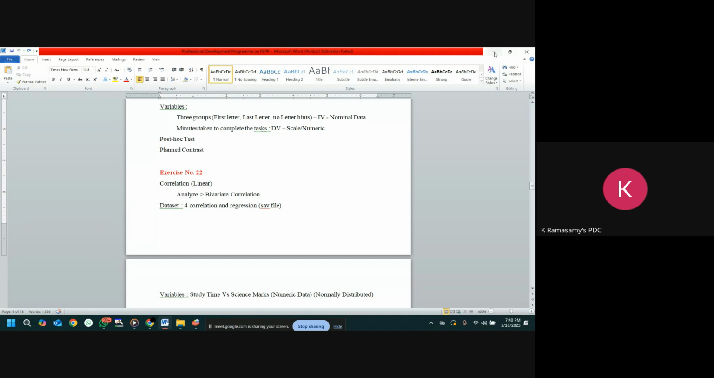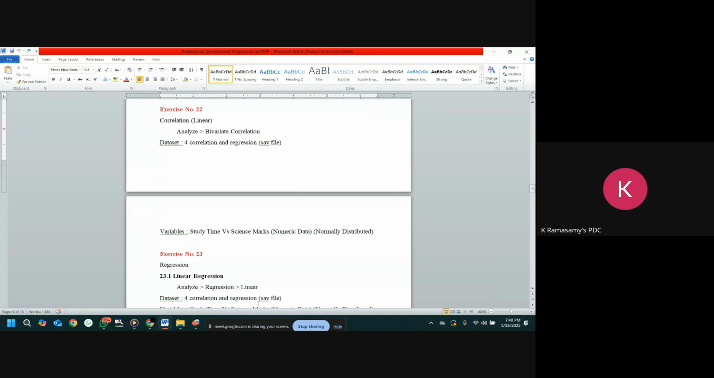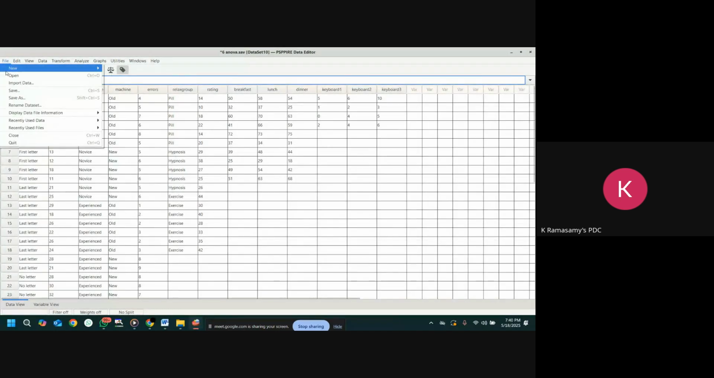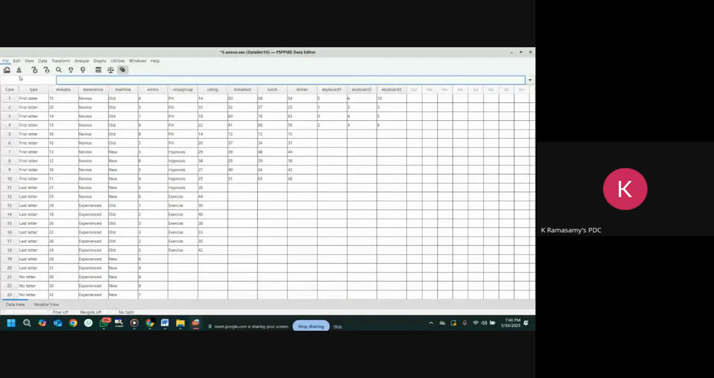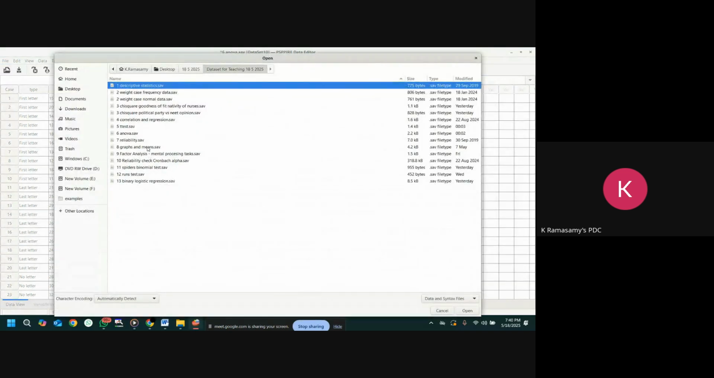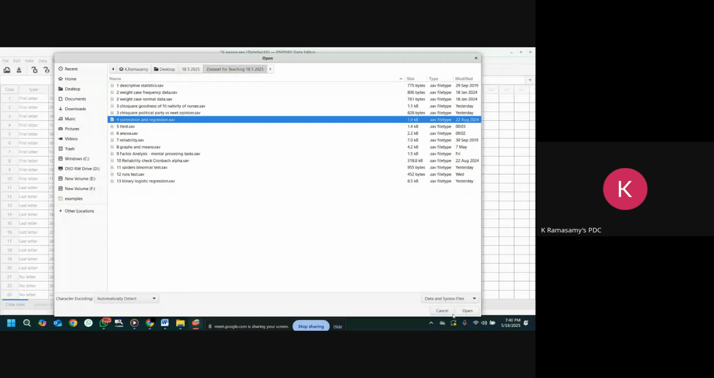Fine. Yes. Now, let me check. What is the data set? For correlation and regression. That is my data set. I'll go to File. I'll go to Open. I'll go to Correlation and Regression. I select number 4. I say Open. Okay. Now open the correlation regression file.